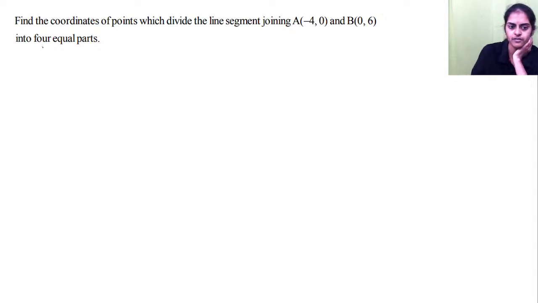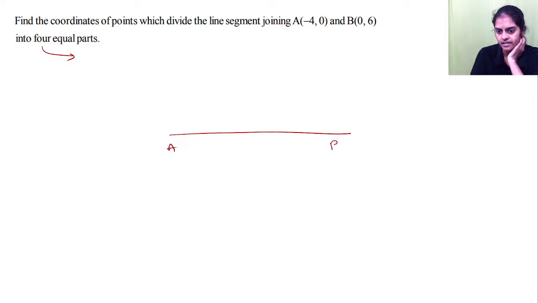Okay, so four parts. How is the line divided into four parts? If this is A, this is B. So this is minus 4 comma 0. This is 0 comma 6. It has to be divided into four parts. Here it is part 1, part 2, part 3 and part 4.